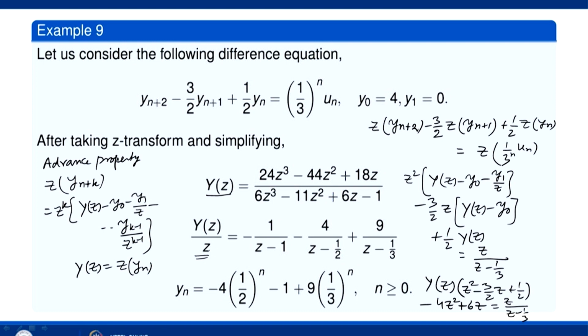Now, you multiply by z. Okay. So, Y z equal to minus z over z minus 1 minus 4 z over z minus half plus 9 z over z minus 1 by 3, and then you take the inverse z transform. You will get y n equal to minus inverse z transform of z over z minus 1, that is we have minus 1, then minus 4 times inverse z transform of z over z minus half, which is minus 4 into 1 by 2 to the power n, and then plus 9 times inverse z transform of z over z minus 1 by 3, which is 9 times 1 by 3 to the power n.